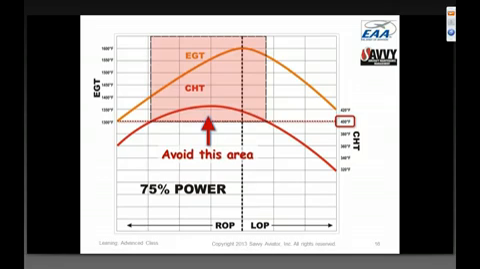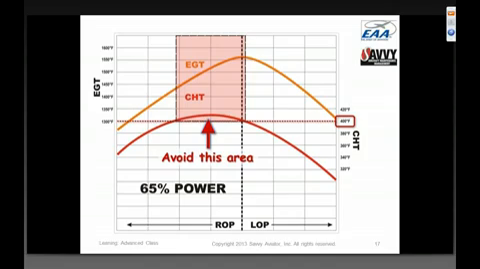it shows that in order to avoid being in this red box where CHT is above 400 and the internal cylinder pressures are abusive, we have two choices. We can either run quite rich of peak and get out of the red box on the left side, or we can run a little bit lean of peak and get out of the red box on the right side. Now, if this is at 75% power, if we were to lower the power to 65% power, the temperatures all come down and the red box narrows.